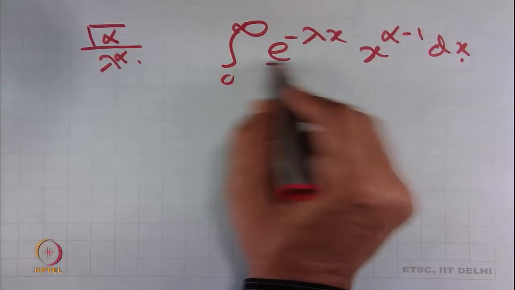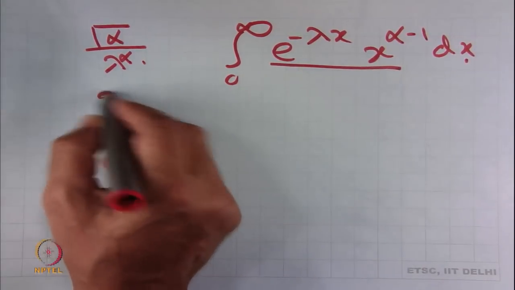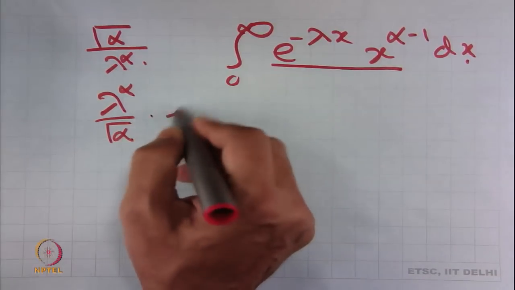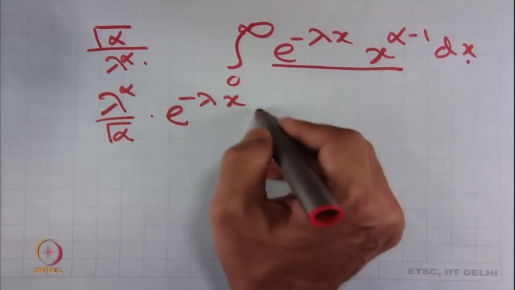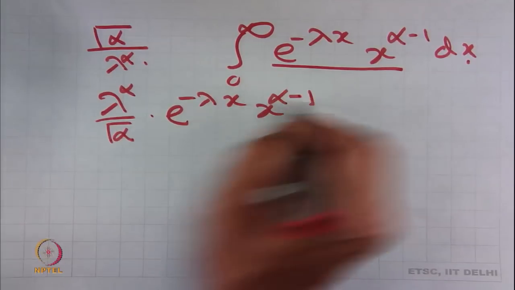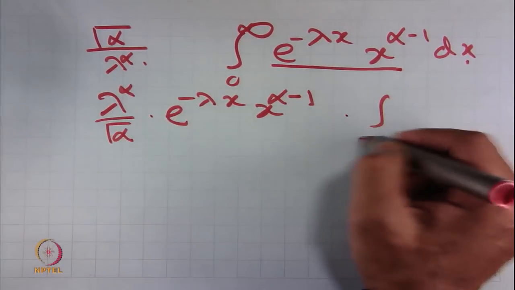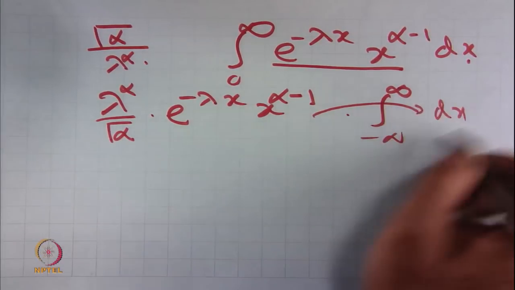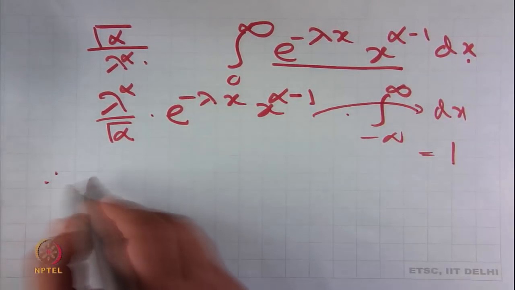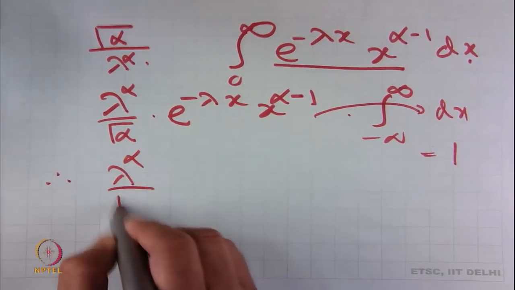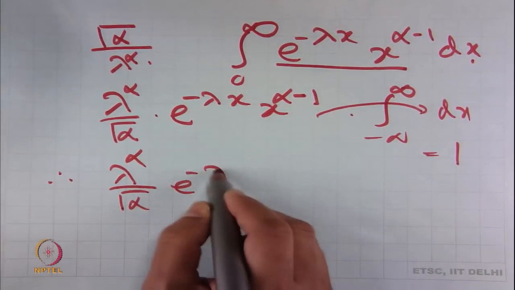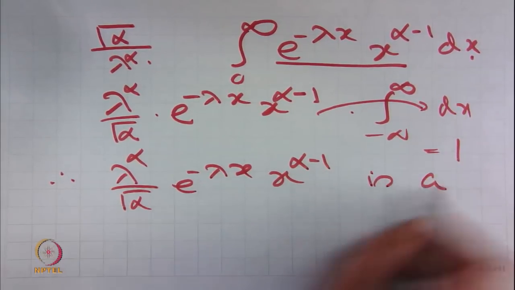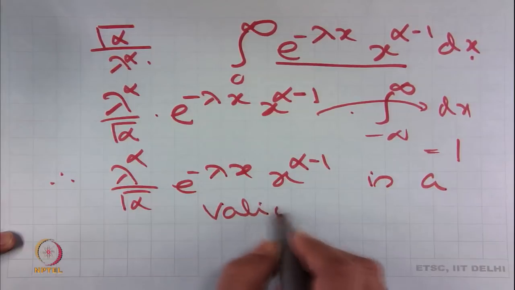Therefore, if we multiply this by lambda power alpha upon gamma alpha, then we get this quantity, which integrates to 1. Therefore, lambda power alpha upon gamma alpha e to the power minus lambda x, x to the power alpha minus 1 is a valid PDF.